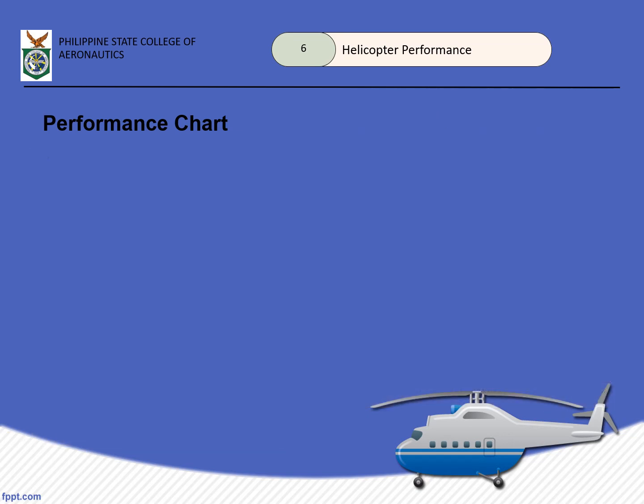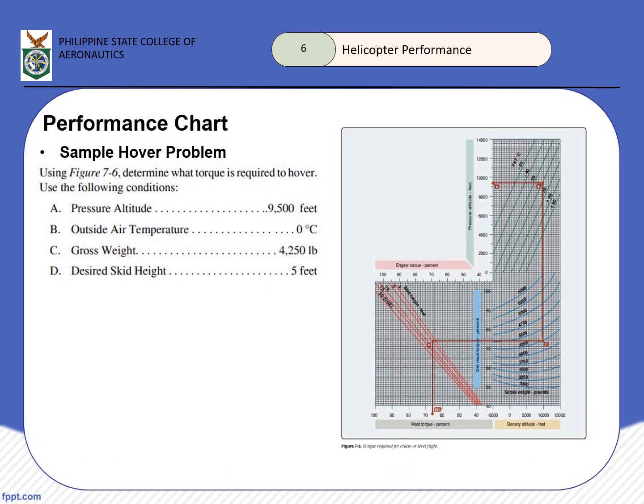So to further understand, here is a sample hover problem. Using the figure here, determine what torque is required to hover using the following conditions. We have the pressure altitude to be 9,500 feet, the outside air temperature to be 0 degrees Celsius, our gross weight to be 4,250 pounds, and our desired skid height to be 5 foot. So, what should we do?